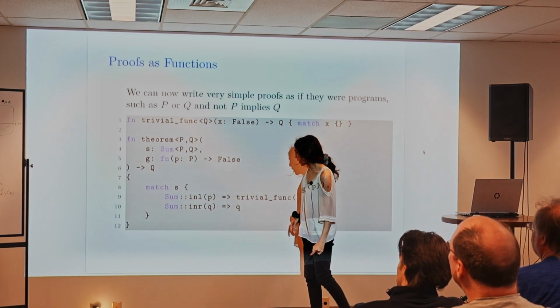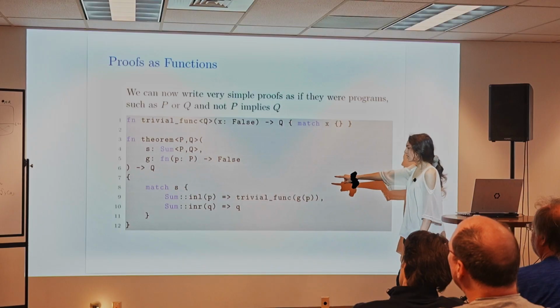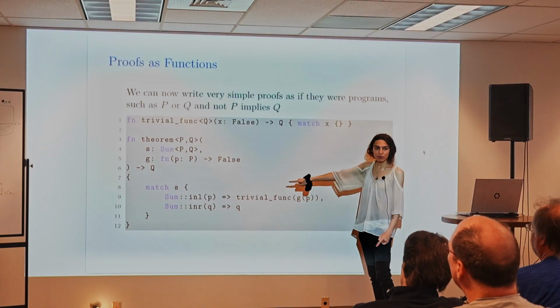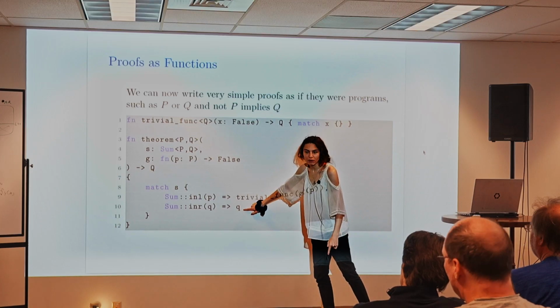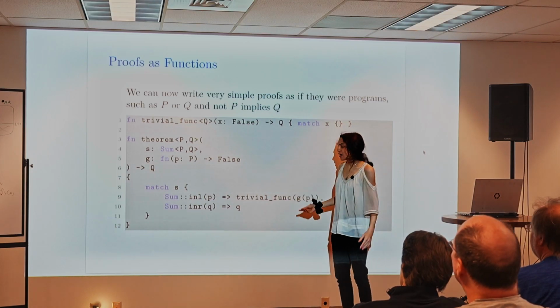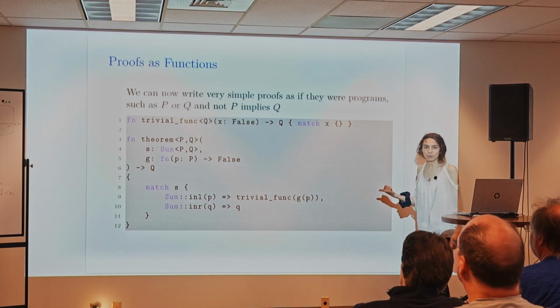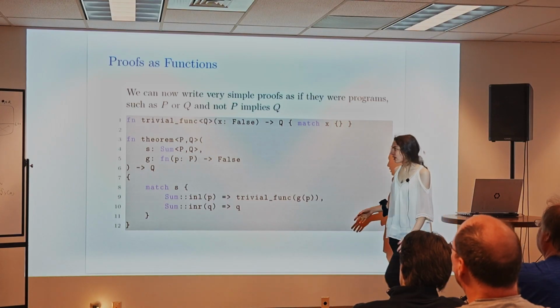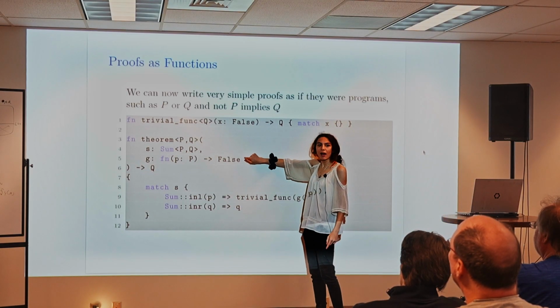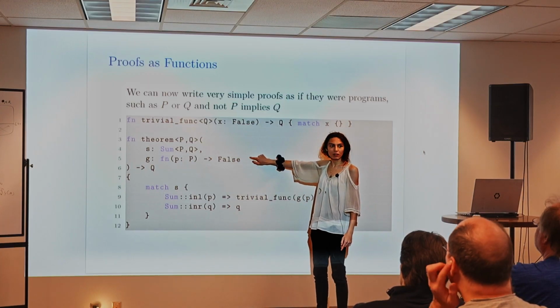What am I going to do? I'm going to look inside S. Did it come from P or did it come from Q? Now, if it came from Q, that's easy. I just give back the Q I got. I have my proof of Q, I'm done. Now, if it came from P, what do I do? Because that can't happen. That's not supposed to ever happen. This is supposed to tell me that I am never going to get a member of P.